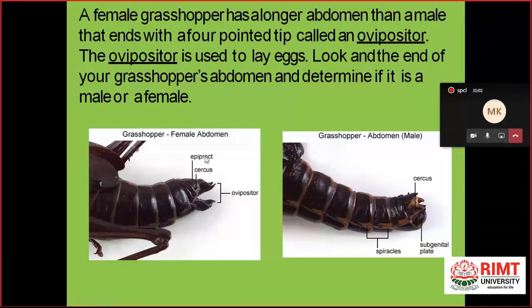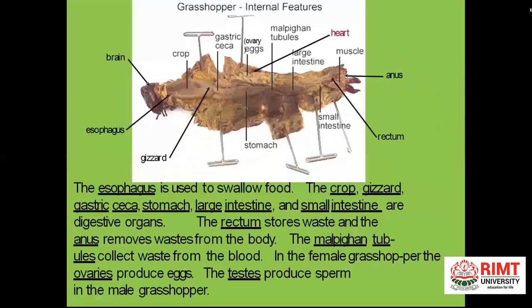So epiproct and cerci are present. These structures are used during the process of mating, and similarly in the male, the cerci are present. And we are talking about the dissection of the grasshopper.